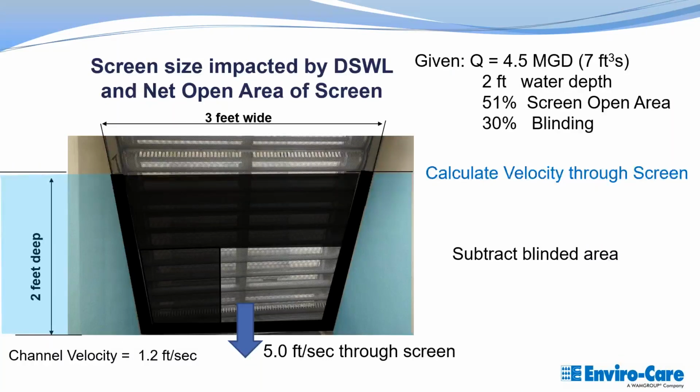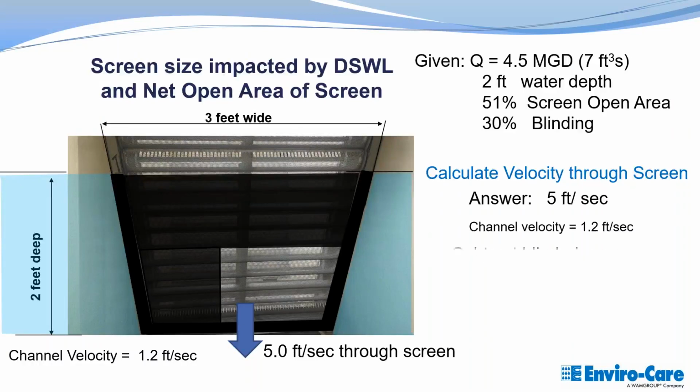If you recall, 5 feet per second is the maximum flow rate that we ideally put through the screen, but our channel velocity is still only 1.2 feet per second. So, we need to try to maximize that and improve on it so that we can keep our velocity through the screen at 5 feet per second or less, but try to make sure that we do hit that 1.2 feet per second velocity a few times a day.